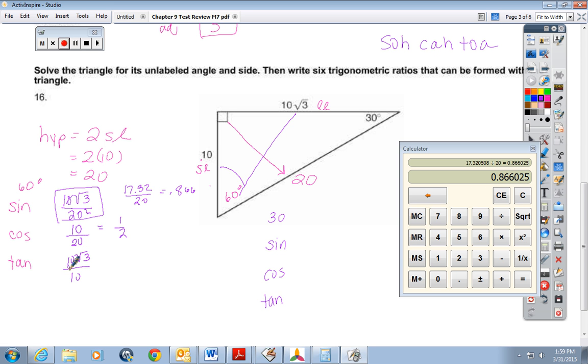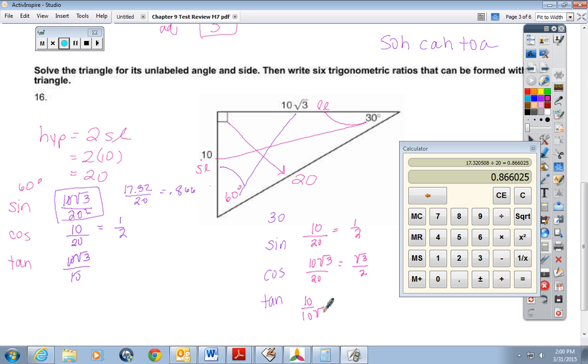Now, for angle 30, the sine, the opposite, which is 10, over the hypotenuse, which is 20, so this one reduces to 1/2. The cosine, which is the adjacent, 10 times the square root of 3, over the hypotenuse, which is 20. So you could leave it like that, or you could have just written it as the square root of 3 over 2. Either one of those. And the tangent, which is the opposite, which is 10, over the adjacent, which is 10 times the square root of 3, which would have reduced to just 1 over the square root of 3. But I would have taken either one of those answers.